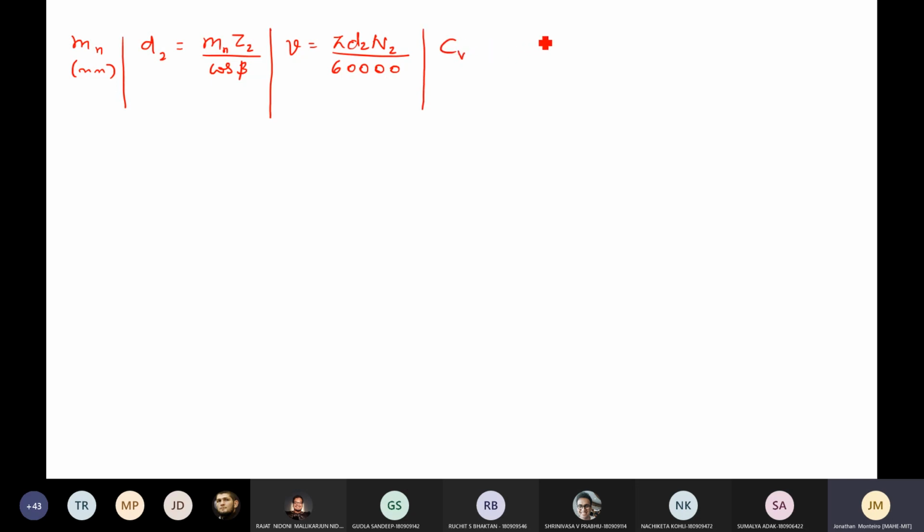Then Cv, depending on what v value will be. So v value is in meters per second, and this d2 will be in mm. Cv is just a factor. Then the product Mn cube Cv.